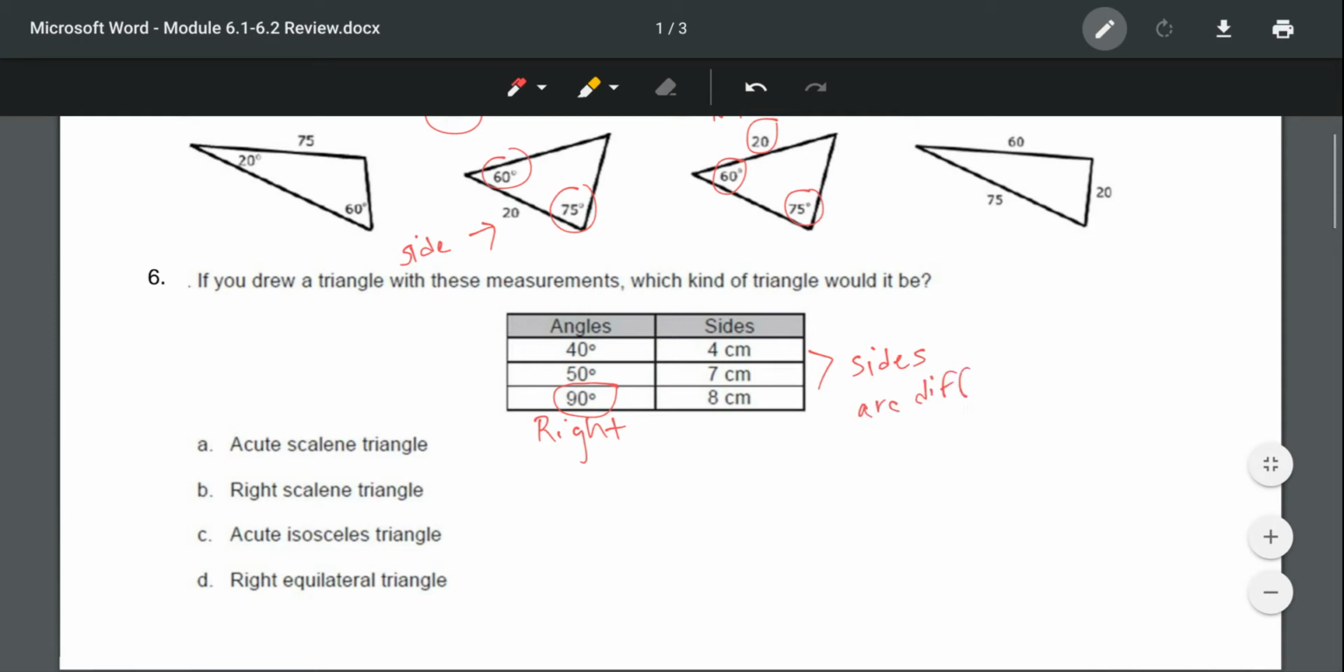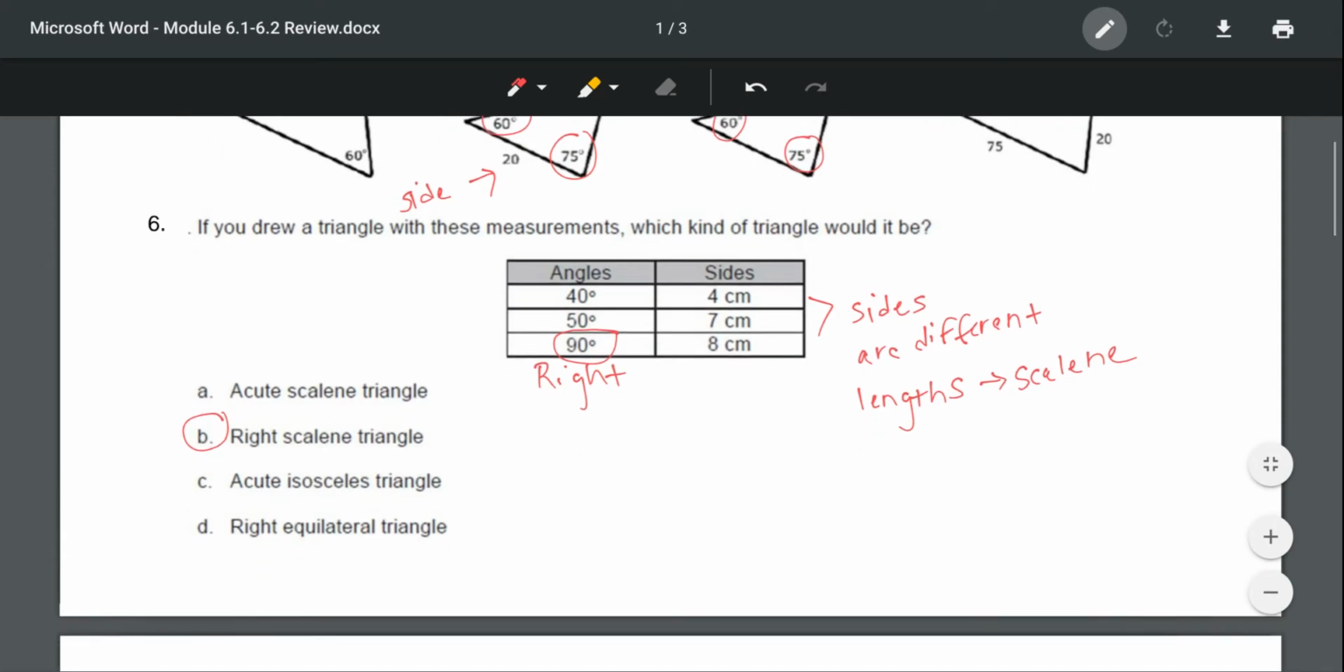So they have different lengths. So if the sides are different lengths, that would be a scalene triangle. So now we want to look at our choices. We want to look for right scalene triangle. So that would be letter B. Okay.